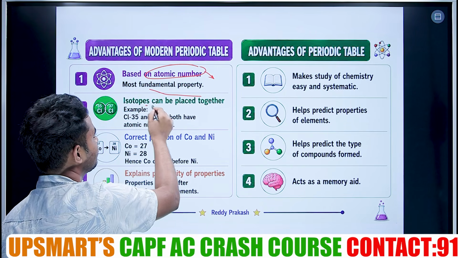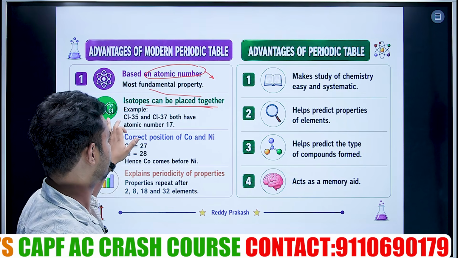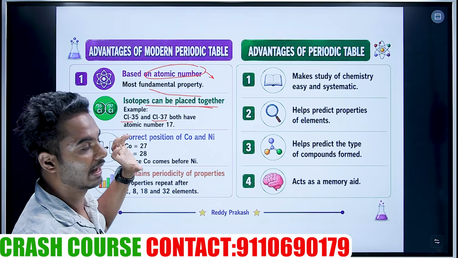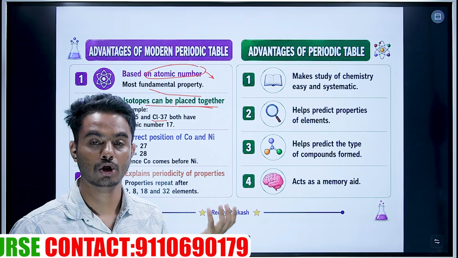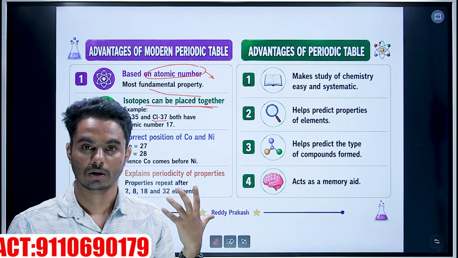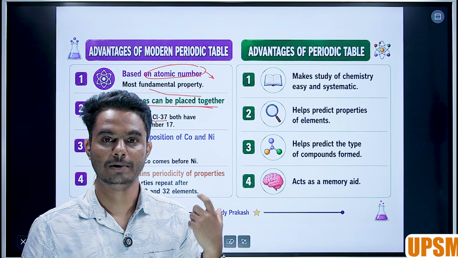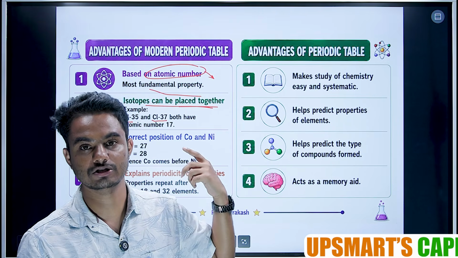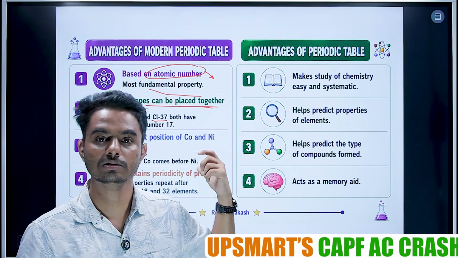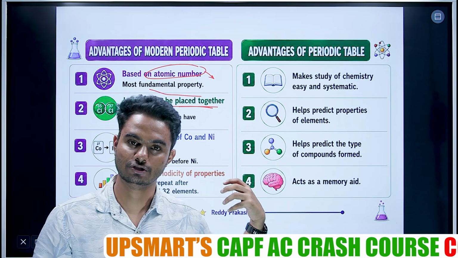Next is isotopes are placed together. Chlorine 37 and 35 have different masses. So Mendeleev was confused and he was not able to decode how to place these isotopes. Now since it is based on atomic number, not the atomic mass, these isotopes are always placed together.